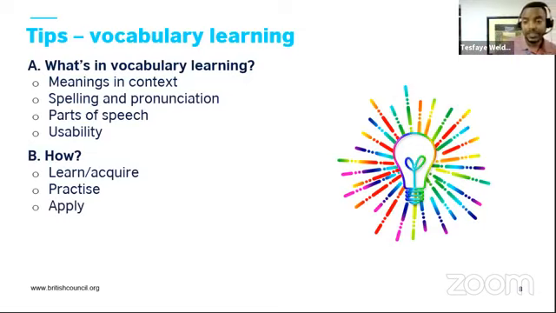So that's the application stage. After practicing, doing exercises and consciously applying them, then you need to apply them in real life conversation or writing. And that will enable you to retain them and use them, not only for academic purposes, but also in real life, communicative contexts.